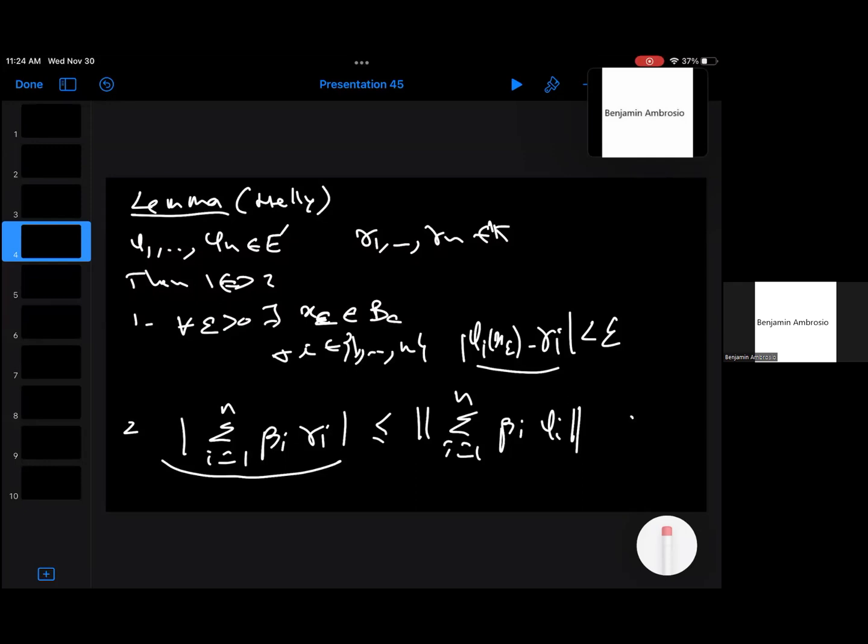So we need to prove that 2 implies 1. So what's the meaning of 1? Sorry.